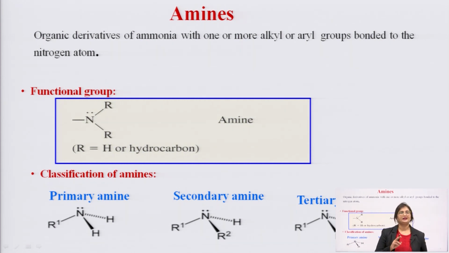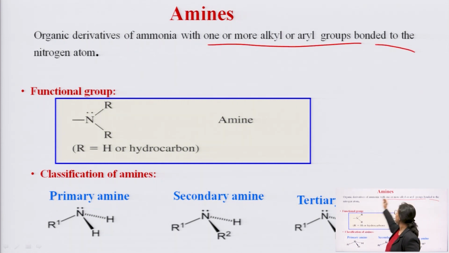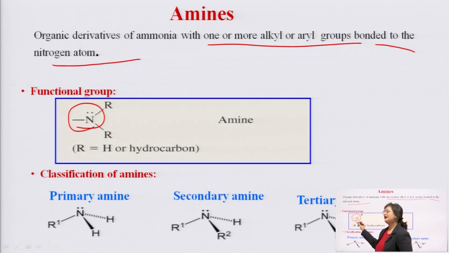Amines are organic derivatives of ammonia with one or more alkyl or aryl groups bonded to the nitrogen atom. The nitrogen atom is the center for the amines. It has one or more alkyl or aryl groups bonded to it.